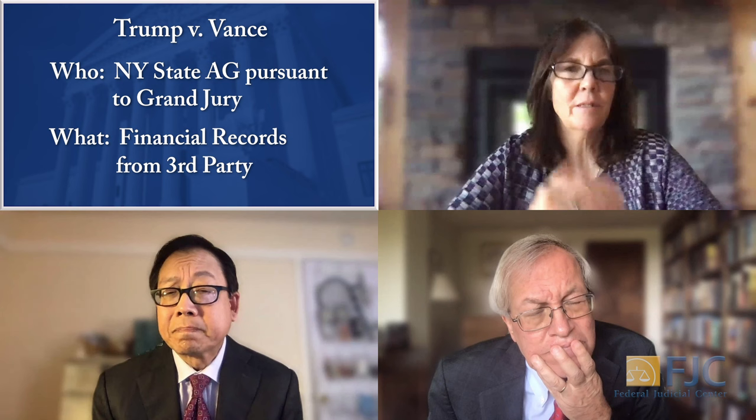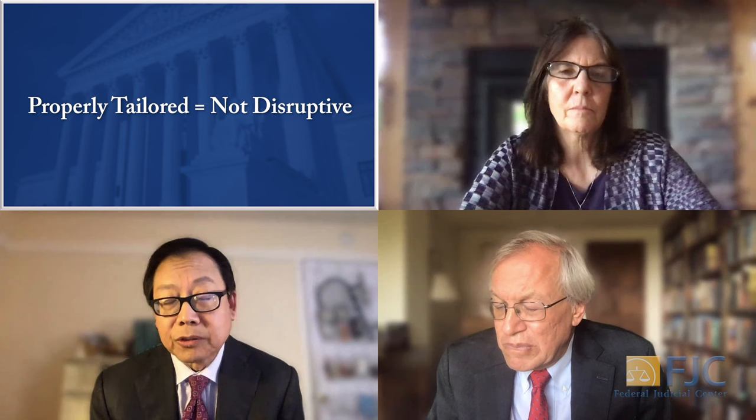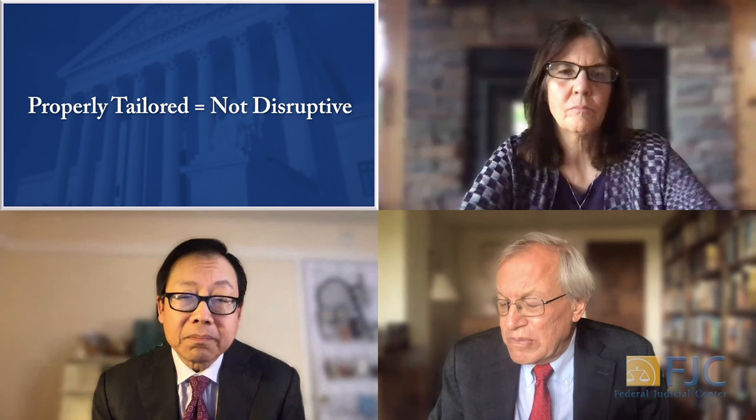Well, Evan, the Vance case involved subpoenas by the state's attorney's office acting on behalf of a grand jury. How did the court's analysis differ for this situation? The majority here rejects President Trump's argument that state criminal subpoenas have to be categorically prohibited, that is to say, absolute immunity, because, again, the court looks back at experience. It says two centuries of experience confirm that a properly tailored criminal subpoena will not normally hamper the operation of the presidency.